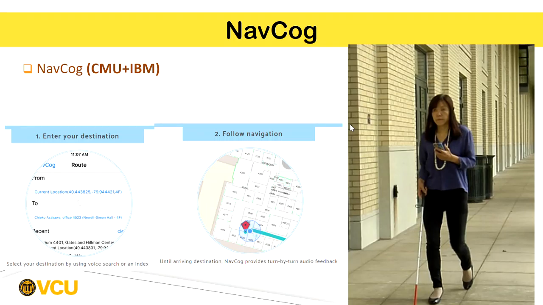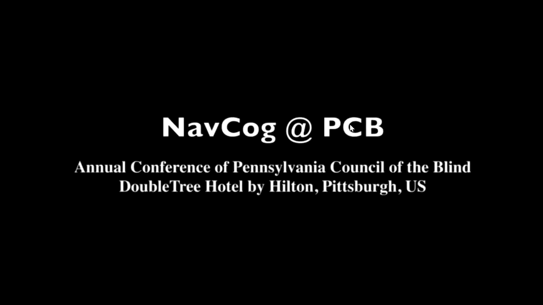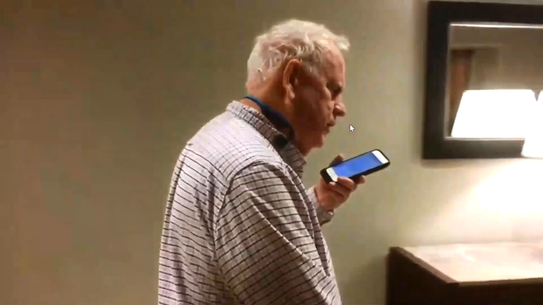And the next one is NavCog. And this is one of my favorites. It's developed by the researchers' cooperation between CMU and IBM. And the usage is very easy. The user just needs to download NavCog from the App Store and just use it like a GPS. You just enter the destination where you want to go. And then the app will constantly give you audio feedback to guide you to walk to that destination. So you may hold a cane and then hold a smartphone, and you just follow the direction provided by the smartphone. And there is also a short video.